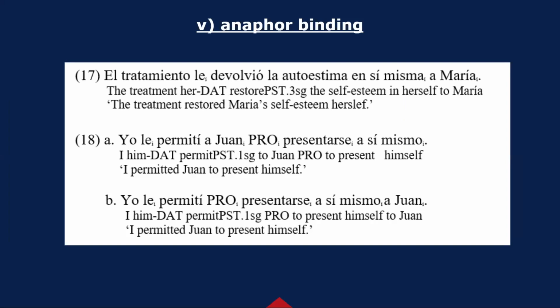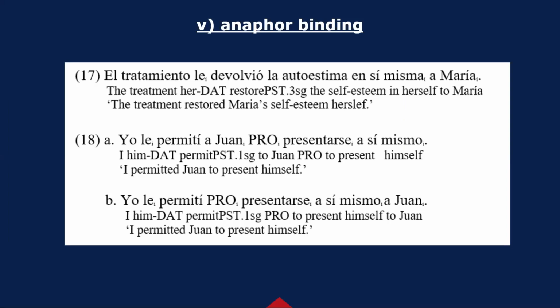In 17, the dative le binds the reflexive pronoun a sí misma. According to principle A of the binding theory, example 17 is grammatical because the reflexive pronoun should be bound in its domain. In this case, it is the dative. The binding of the anaphor in the construction with permitir functions in a different way.